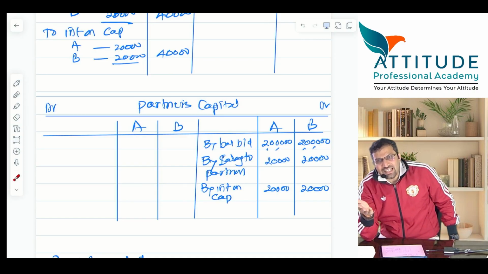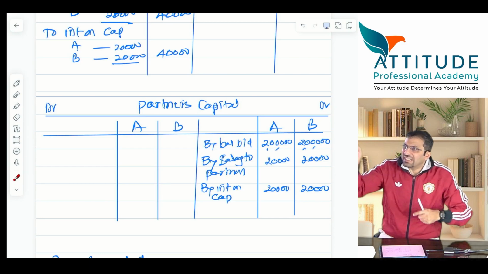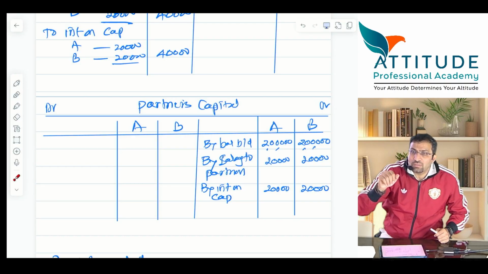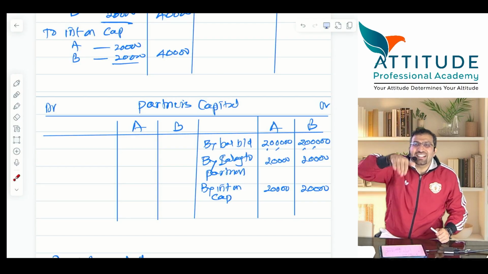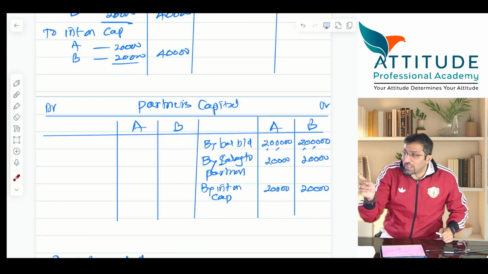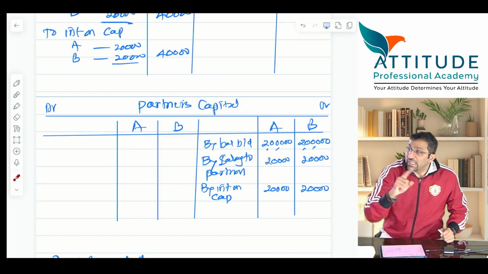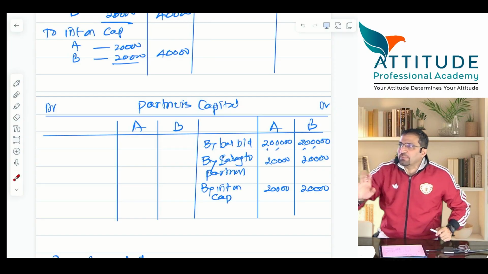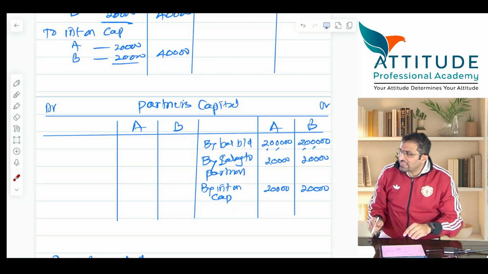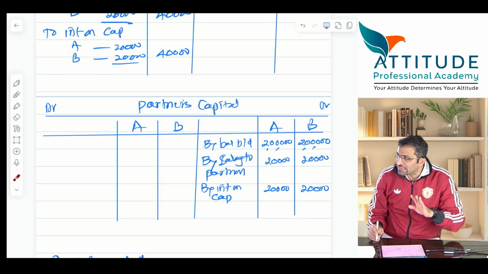We have done this in journal entry. But drawings should also be closed. Transferring it to P&L appropriation or partners capital account? Drawings will reduce your capital. So drawings will not come in P&L appropriation account. Interest on drawings will come, but drawings will not come. Drawings will come in partners capital account only. So what I am going to put right now in pink color will come only in partners capital account.